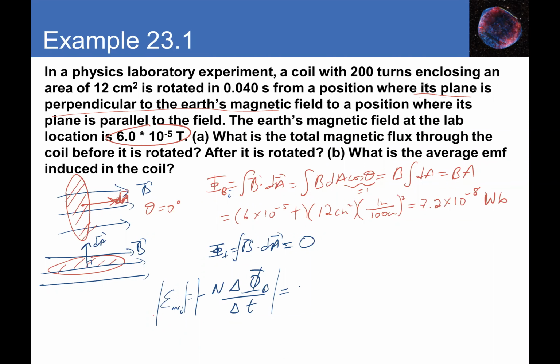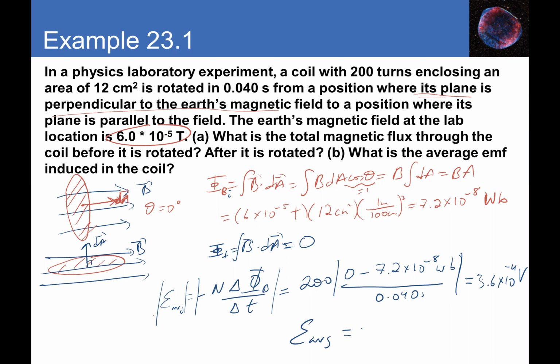This will be 200 turns times the change in flux, which is final, 0, minus initial, 7.2 times 10 to the negative 8 Weber, over the time interval, which we're given as 0.04 seconds. If I calculate this, I get roughly 3.6 times 10 to the negative 4 volts, which means my average EMF is 0.36 millivolts. There you go.